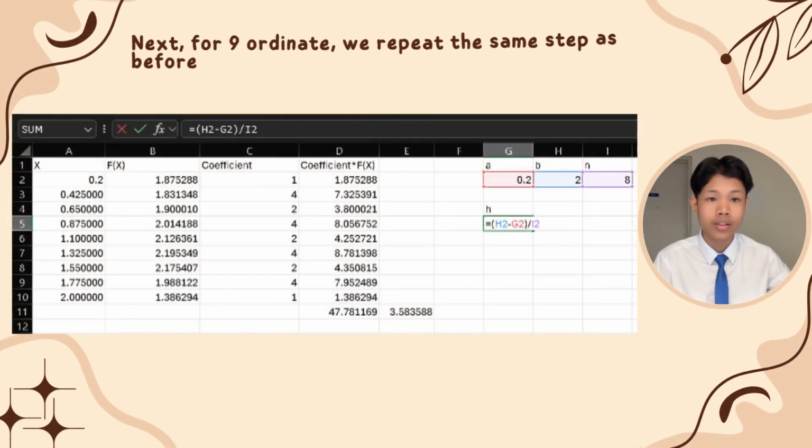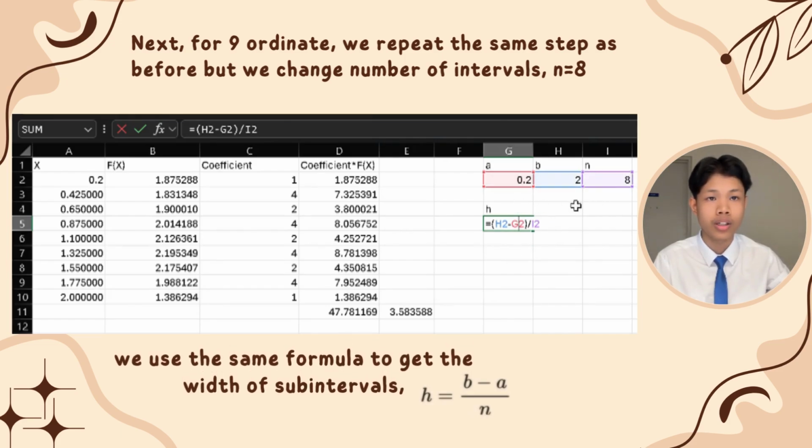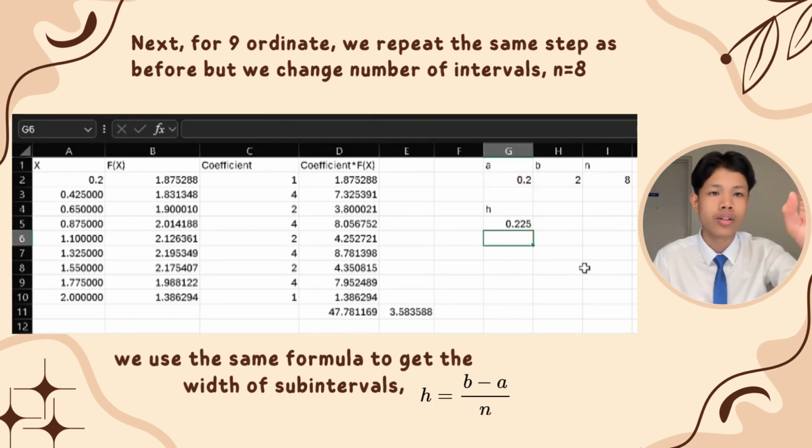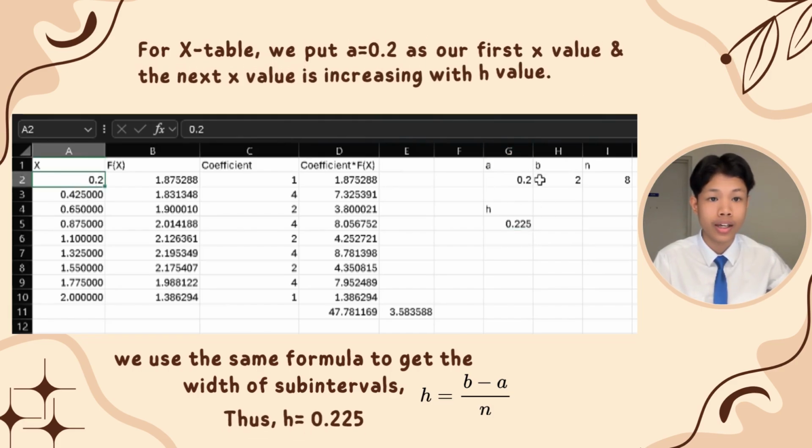Next, for 9 ordinates, we repeat the same step as before, but we change the number of intervals, which is the n value equals 8, and we use the same formula, h equals b minus a divided by n equals 0.225. For x table, we put the first value, which is the a value, equals 0.2, and for the next x value, we increase it by h value, and don't forget to put dollar symbol to keep the h value fixed.